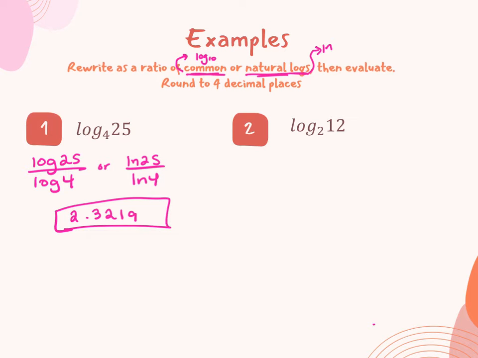Okay, so now number 2, how could I rewrite that? Good. Log 12 over log 2, or it could be ln 12 over ln 2.